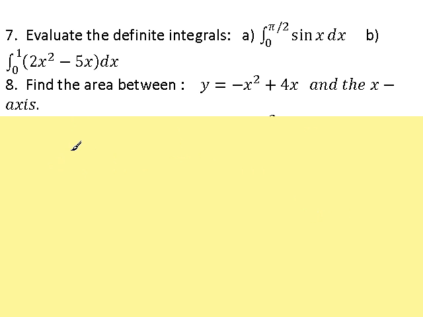Number 8, we want to find the area between y equals minus x squared plus 4x and the x-axis. This is a parabola that faces down, so the basic picture would look like this. If that's the x-axis, we have this parabola, and we want to get the area between the two x-intercepts. That's the x-axis. So what we want to find is, first of all, those two x-intercepts, so we'll set this equal to 0.